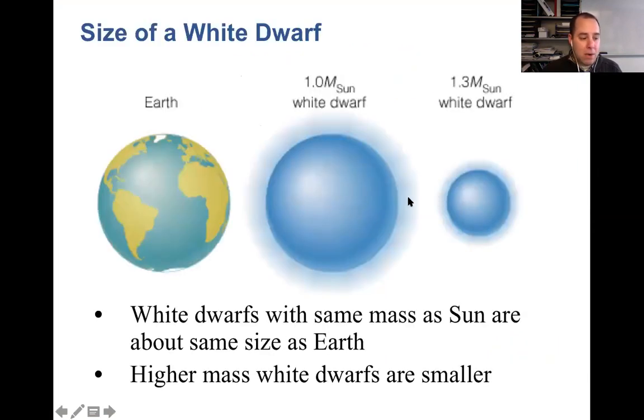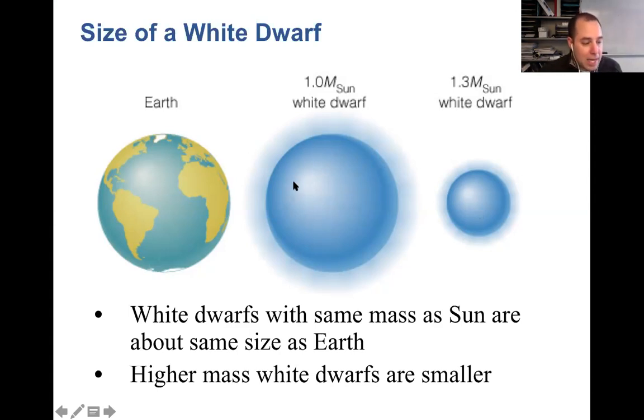We've already talked about one of these end states, and that's a white dwarf. It's not a star, it's a white dwarf. We talked about how a 1 solar mass white dwarf is about the same size as the Earth. Interestingly, if you put more mass in this thing, it gets smaller. A 1.3 solar mass white dwarf is actually physically smaller than a 1 solar mass white dwarf. And these things are the end products of low mass stars like the sun.